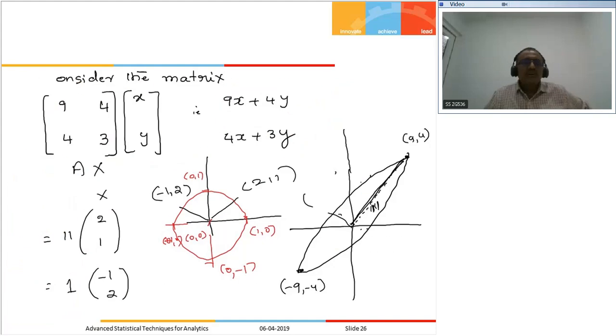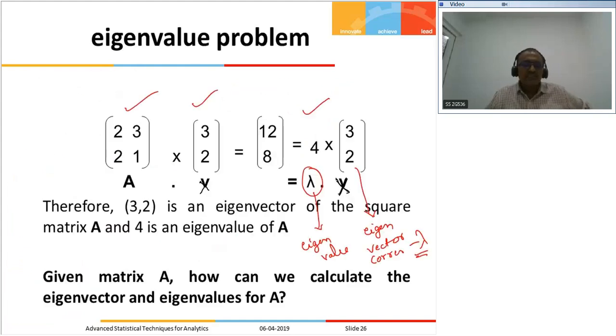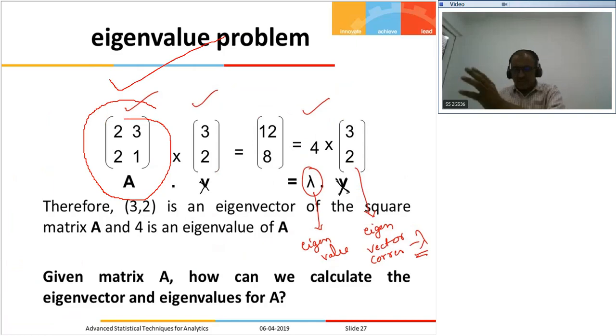Now just how to find it. How to find it. So for a given matrix, how to find the range? Actually, this transformation matrix is known. Then we have to find what is the scaling factor and what is the direction, such that we get Ax equal to lambda x.